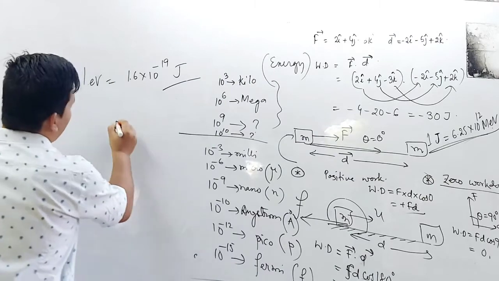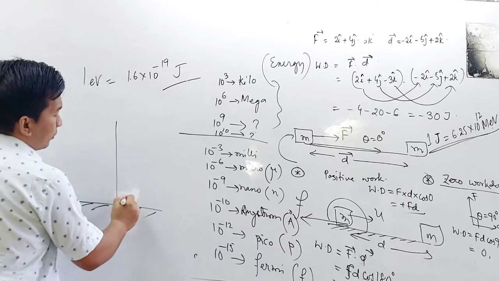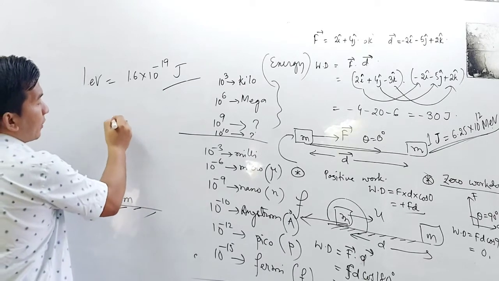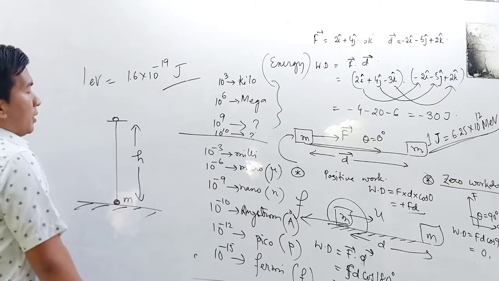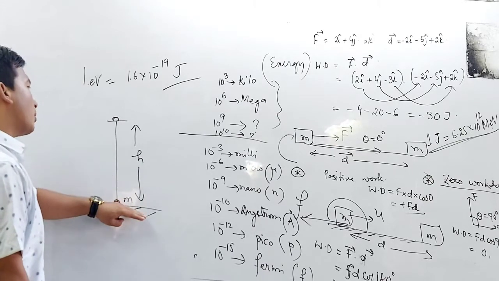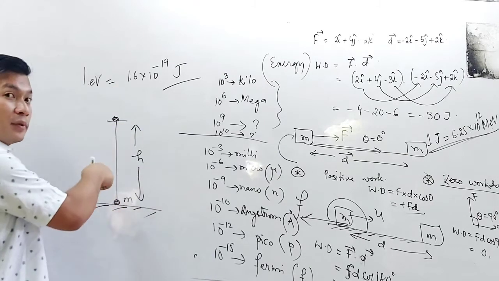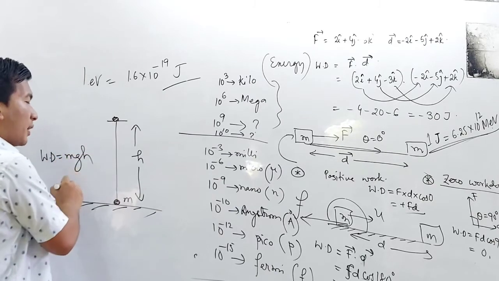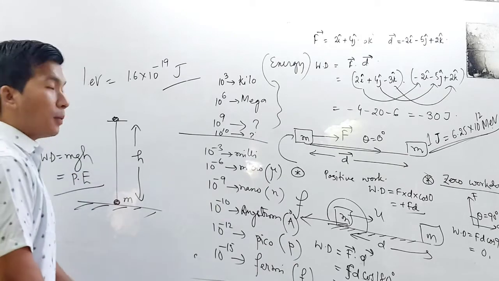Now the short one. This is gravity, this is the surface of the earth, and we have one body of mass m that is shifted to a height. How much work will be required to change the position of this object from the surface of the earth to a particular height? The work done will be equal to mgh.